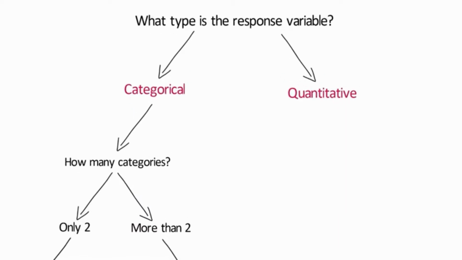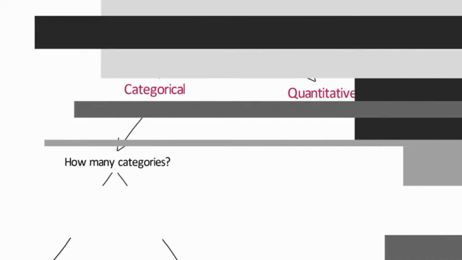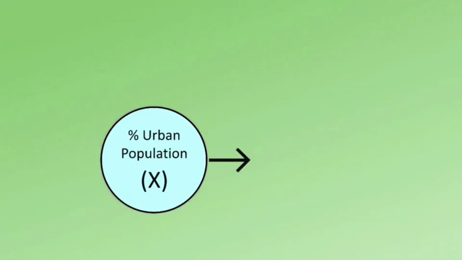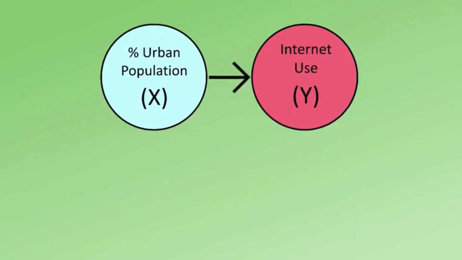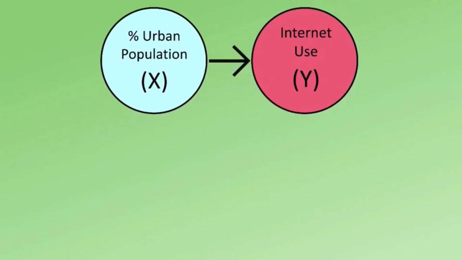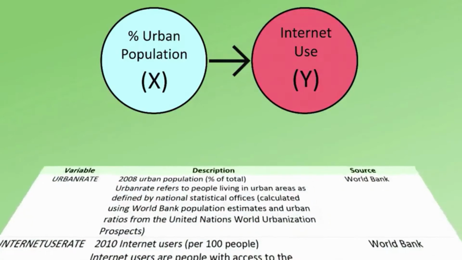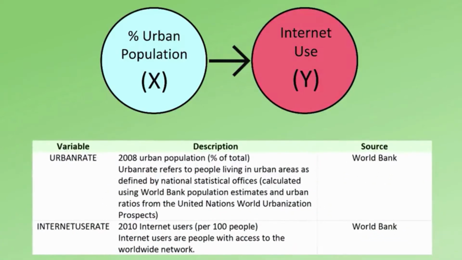We'll now change our research question using an example from the gapminder dataset. Here, we're interested in the association between the percent of the population living in urban settings within each country and the country's rates of internet use. That is, the percent of people with access to the World Wide Web. Below, you can see a full description of these variables from the gapminder codebook.